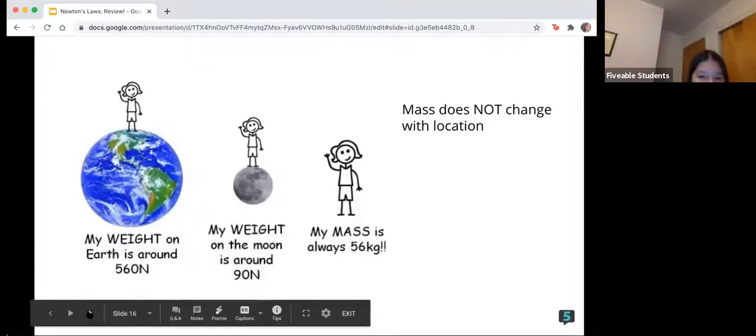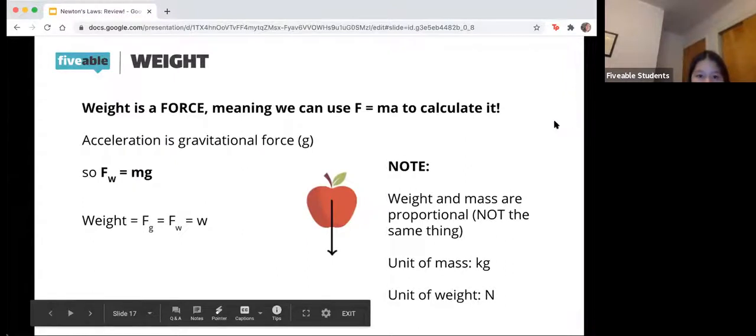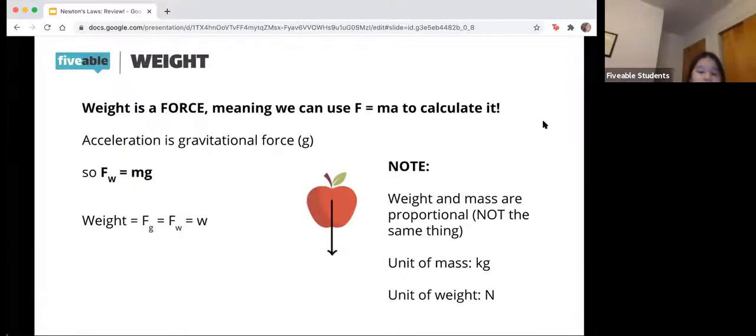All right, next. Weight is a force, meaning we can go back to Newton's second law, F equals ma. We can use F equals ma to calculate any type of force. In this case, weight is a force. The next couple slides are all applications of Newton's laws. So weight is a force.